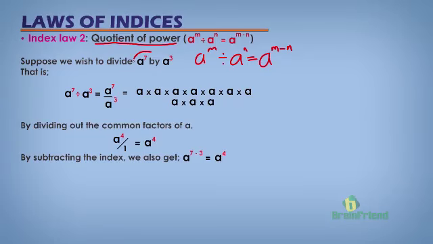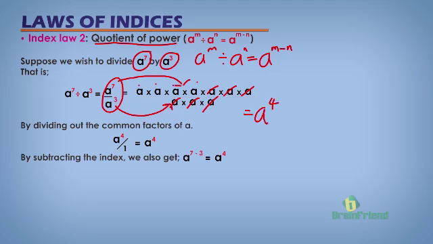Let's see if we can prove if this is correct or not. Suppose we were asked to divide a raised to power 7 by a raised to power 3. We would write it out as a raised to power 7 all over a raised to power 3. If we expanded a raised to power 7, we would have a times a times a in 7 places. If we also expanded our denominator, we would have a times a times a. Let's cancel out like terms. This cancels this out, this cancels this out. And we'll be left with 1, 2, 3, 4. So our answer here becomes a raised to power 4.